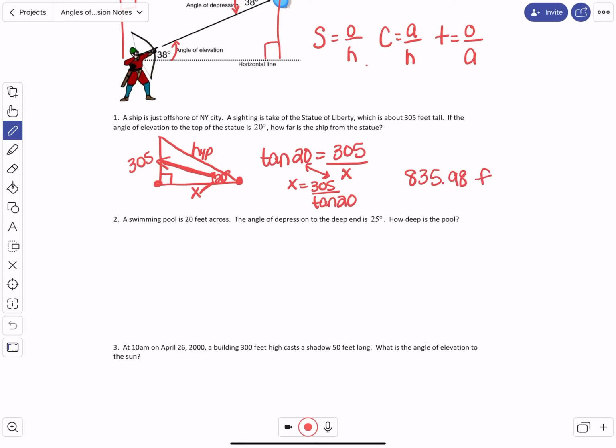837.98 feet. And once again in your assignment, I'm going to specify how many decimal places to round, and when you type in your answers, don't type in the units of measurement, just type in the number.